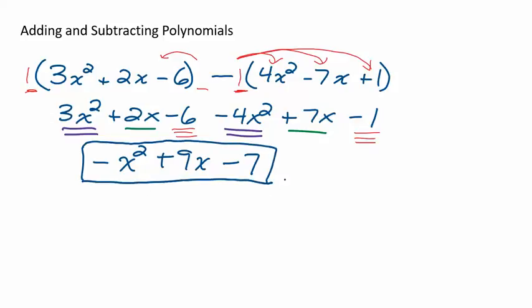So subtracting does take a little more work. You have to distribute a negative through the second parentheses and then combine like terms.